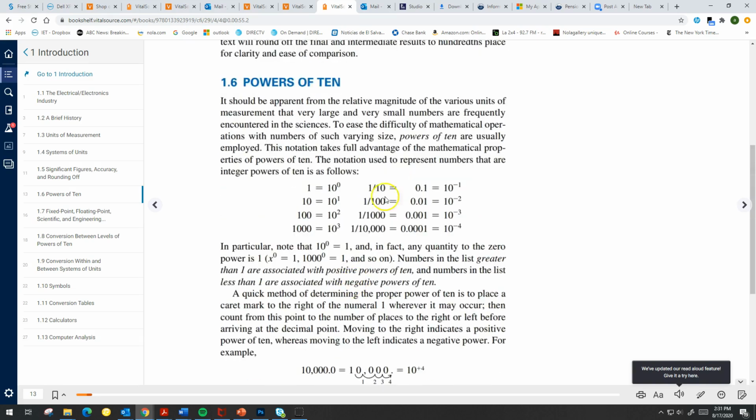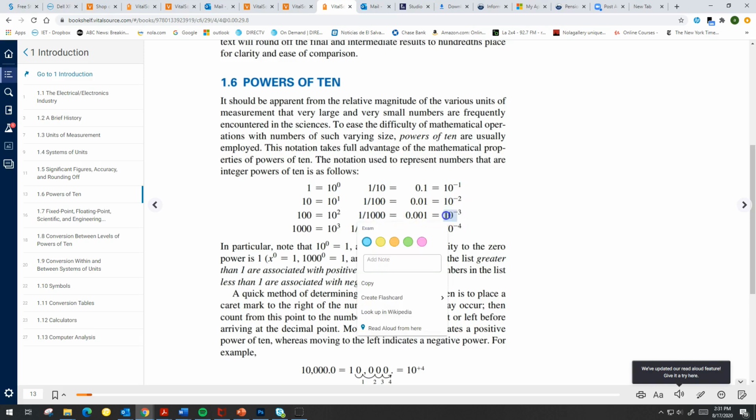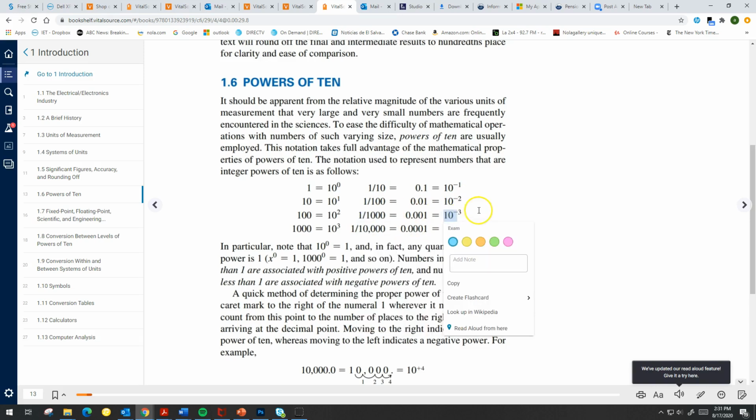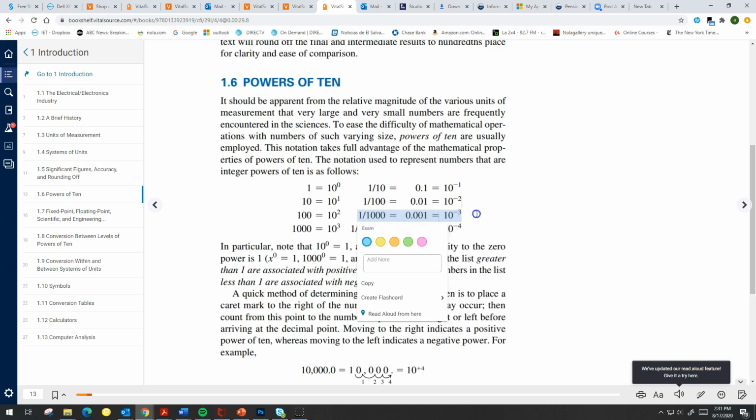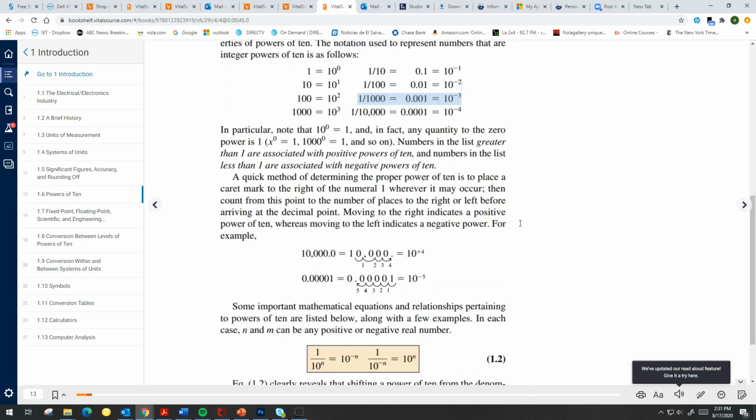So when we move that exponent over to the top, it becomes a negative, right? 1 over 10 to the 1 is 10 to the minus 1. 1 over 10 to the 2 is 10 to the minus 2. 1 over 10 to the 3 is 10 to the minus 3. So this and this are exactly the same number. They're all the same number. It's just different ways of expressing the same number.